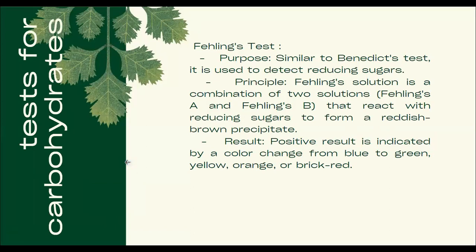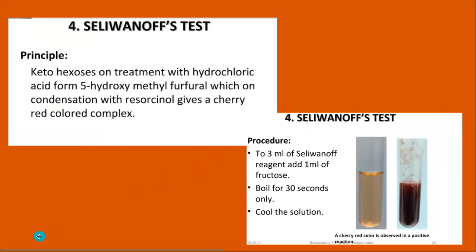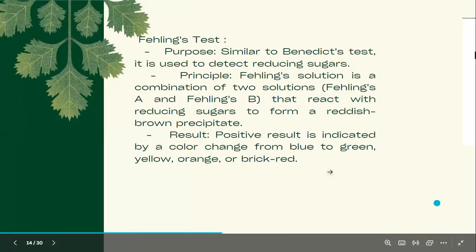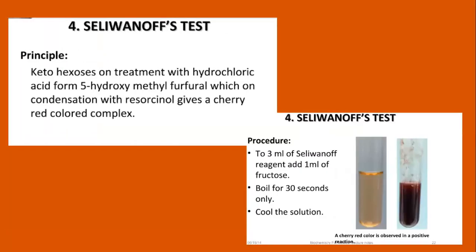Fehling's test is also very similar to Benedict's test. This is also used to detect reducing sugar. Here also, it is a reddish brown precipitate, just like Benedict's test. It is very similar. The next test is Seliwanoff's test. Seliwanoff's test is also called the resorcinol test.